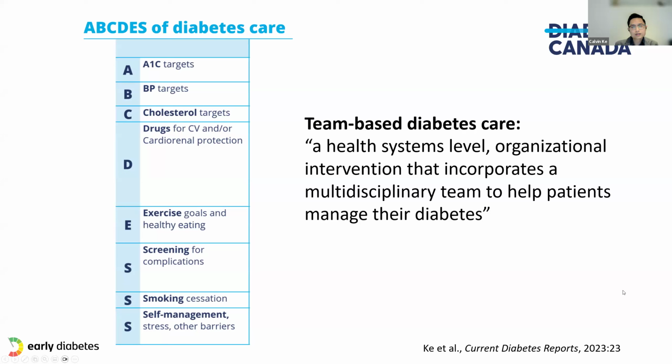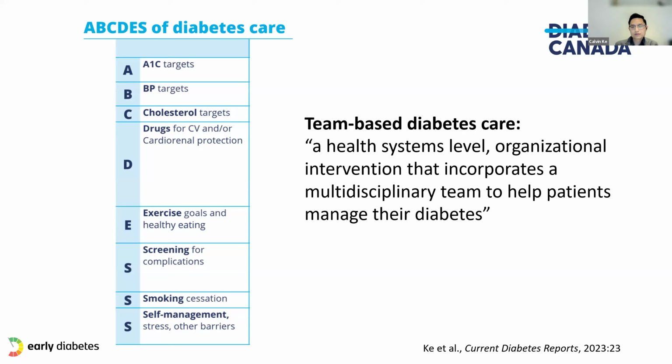So this audience needs no reminder of the standards of diabetes care. And, just for the trainees, as an archetypal sort of chronic condition, there are certain targets and aspects of care involving managing blood sugar, blood pressure, cholesterol, drugs, and changes in healthy behaviors in order to be able to manage diabetes optimally and prevent complications such as cardiovascular disease, renal disease, and premature death. And in order to achieve all these things, it's very difficult. And the standard of care in Canada involves a team, so team-based diabetes care.